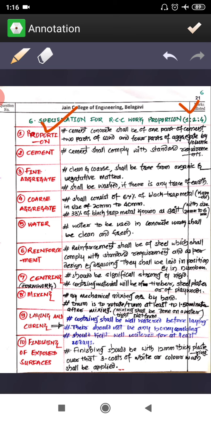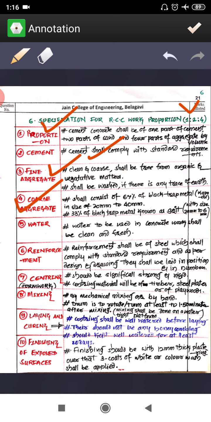Then cement, the property of cement you should write there. Cement should pass all the tests carried out in the field as well as in the lab, and it should comply with the standard requirements. Fine aggregate should be free from all organic matter and impurities, vegetative matter and earthy material. If earth is there along with the sand, then you should wash the sand before using it, and I have mentioned that here. So these are a few important and proper points that I have mentioned here.